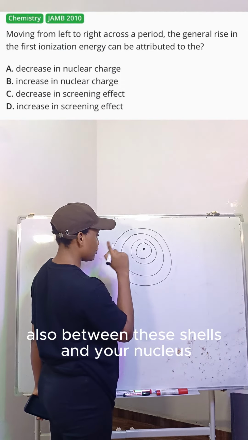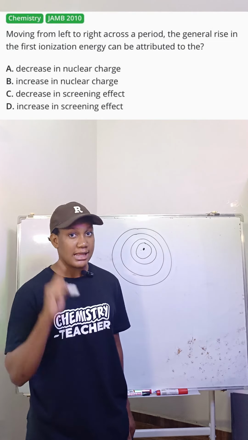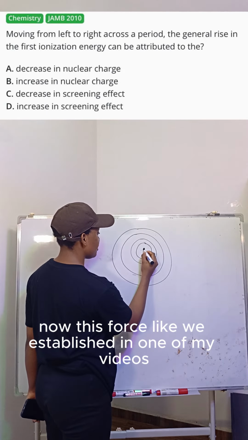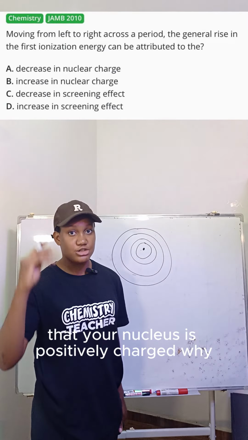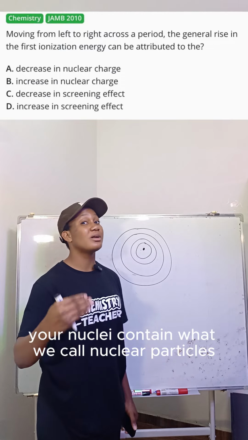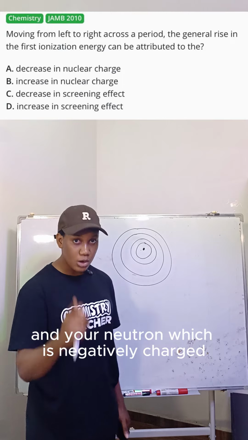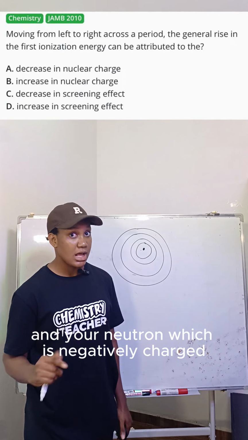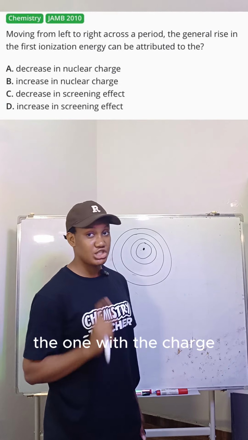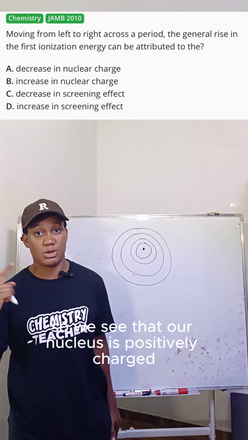Now, between these shells and your nucleus exists a kind of force. That force is called the electrostatic force of attraction. Like we established in one of my videos, your nucleus is positively charged. Why? Your nucleus contains nuclear particles, which consist of your proton, which is positively charged, and your neutron, which has no charge. Because one particle has no charge and the other has a charge, the one with the charge becomes the predominant charge of the whole nucleus. So we see that our nucleus is positively charged.